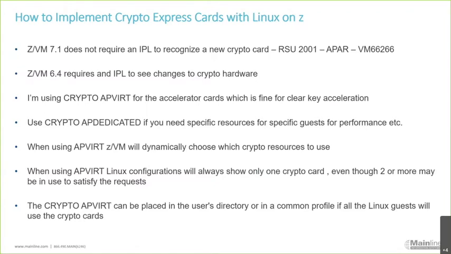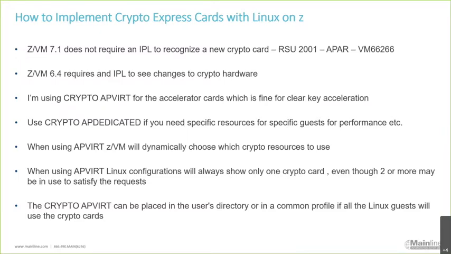Within z/VM, there's a couple of different ways to configure these. The CRYPTO APVIRT control statement allows you to configure them as shared resources, so AP virtualize. So VM is going to virtualize those resources across whichever Linux guests you give access to. And then you can also dedicate them to specific guests, in which case, for each one of those domains that I referenced earlier, you can dedicate a domain to a specific Linux guest.